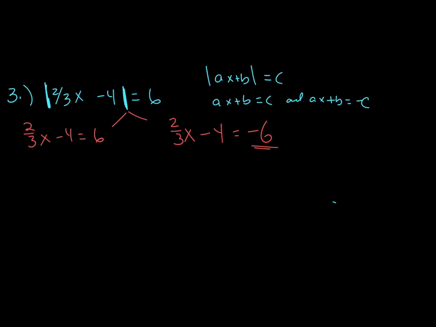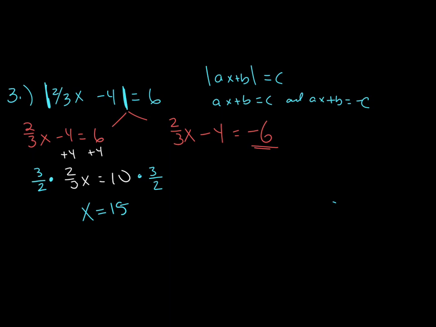Now I'm going to use penmanship backwards. I'm going to add 4 to both sides. I get 2/3 x equals 10. I'm going to multiply both sides by 3/2. That's the reciprocal. You could divide both sides by 2/3. Either way, you're going to get x equals 15. Now you do the same thing with this one.